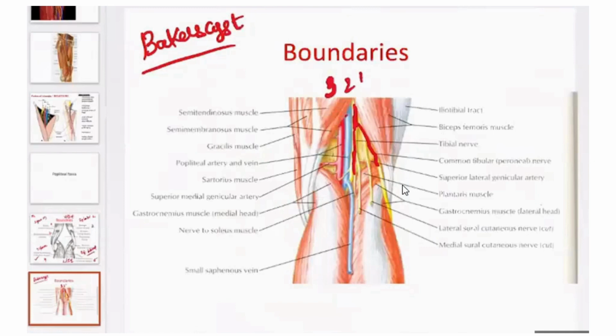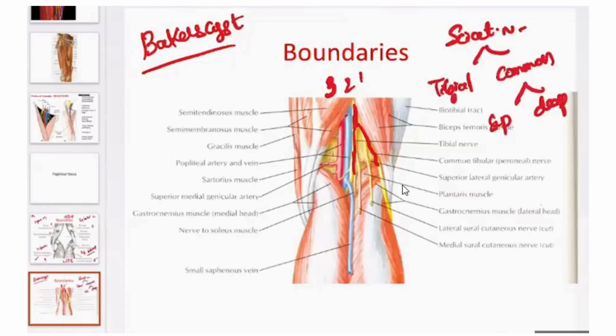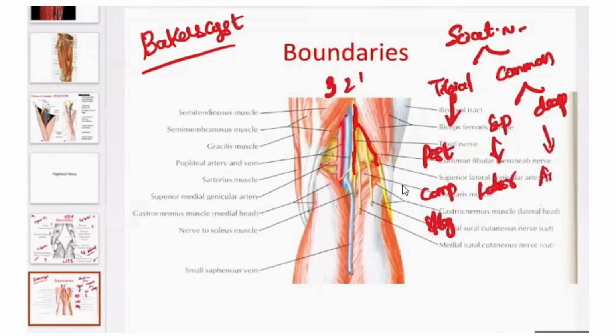So the contents of the popliteal fossa are the sciatic nerve and its terminations, the common peroneal nerve and tibial nerve. Common peroneal will divide into superficial peroneal and deep peroneal. Tibial nerve will supply the posterior compartment of the leg. Superficial supplies the lateral compartment, and deep supplies the anterior compartment. Right. So there are three compartments of the leg, and each compartment has one nerve. Deep peroneal nerve supplies the anterior compartment. Superficial peroneal nerve supplies the lateral compartment. Tibial nerve supplies the posterior compartment.